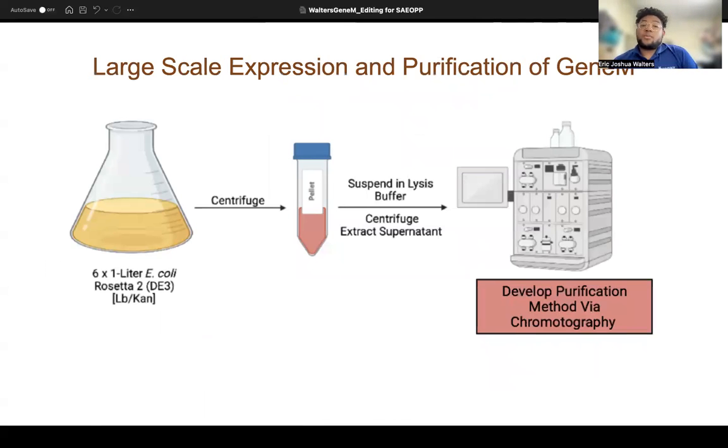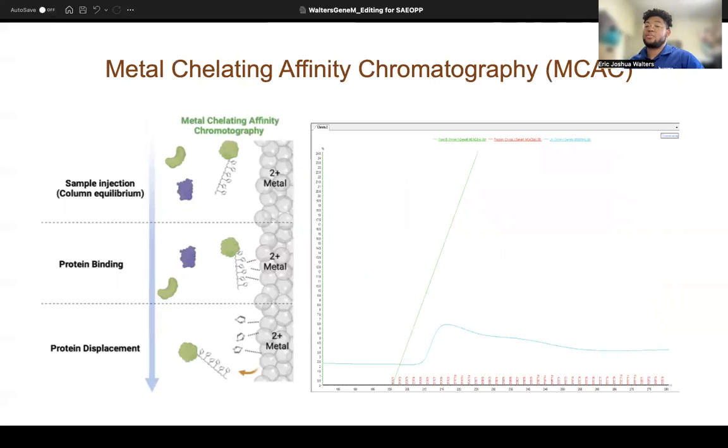So what we're going to do is go ahead and scale up with Rosetta 2. We grow up a large 6 liters of culture. We lyse those cells, extract our proteins, and we can develop a purification method that's going to use chromatography. And our first chromatography step is metal chelating affinity chromatography.